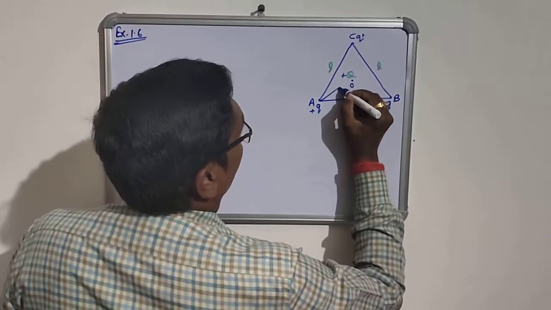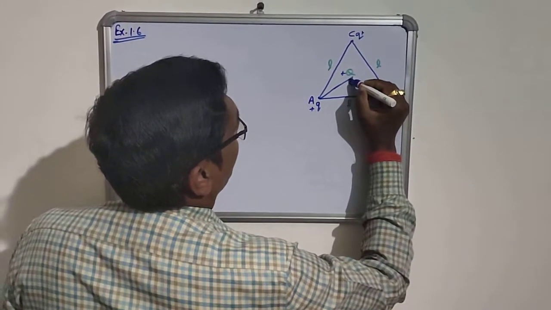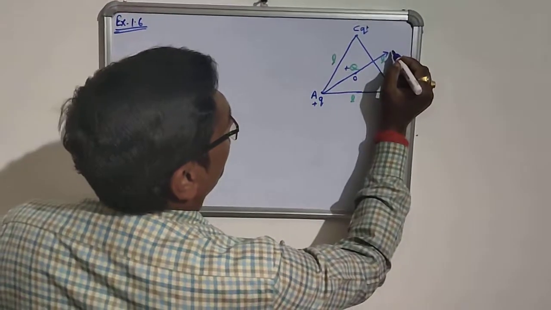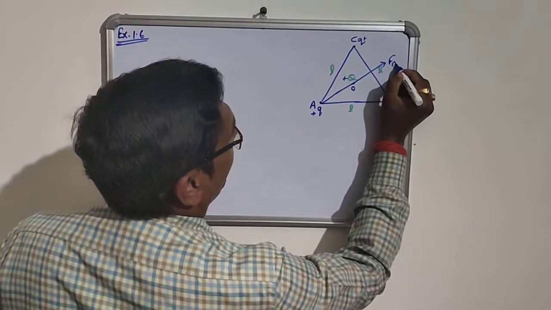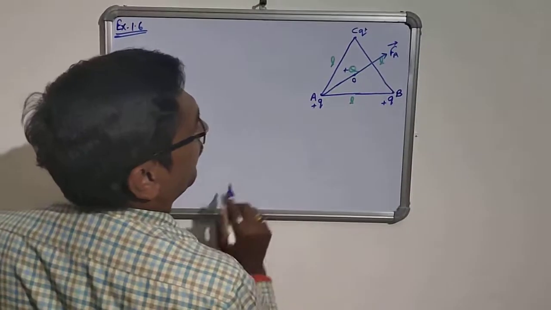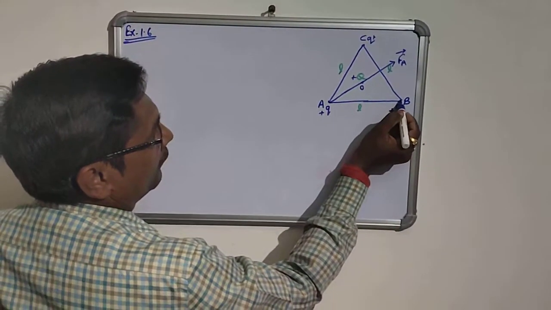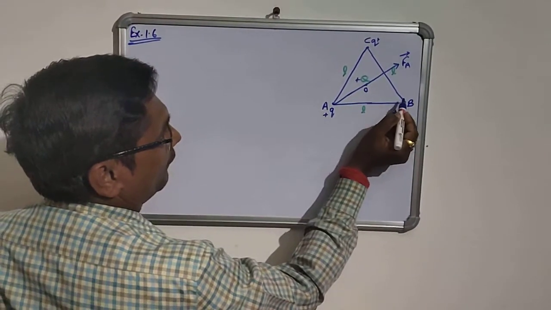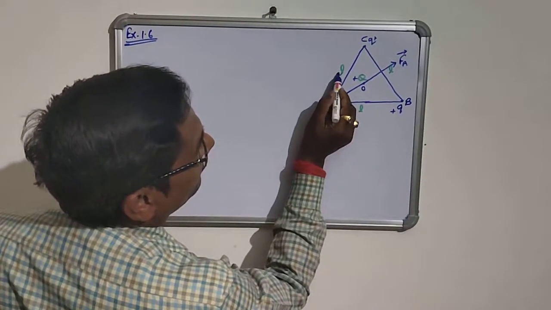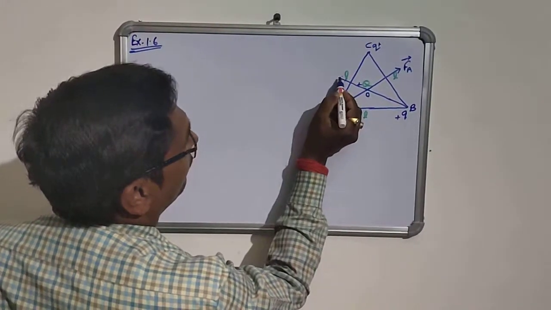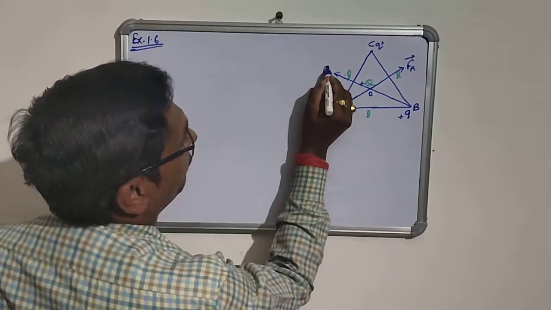Resultant force applied on this charge is this. Suppose this is force Fa, and similarly the repulsive force applied by the charge Q which is situated at B on the charge Q is in this direction. This is the force Fb.